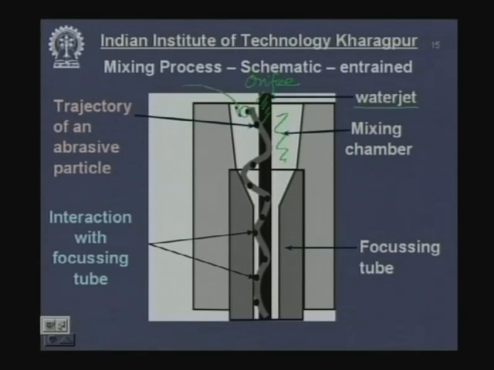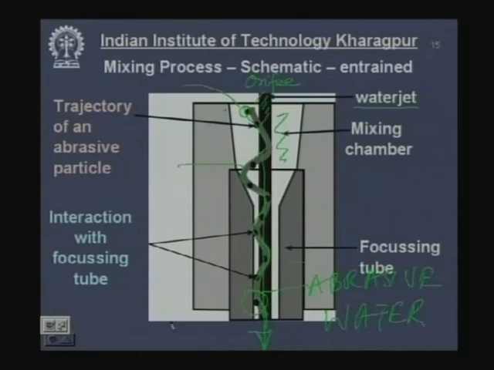This is one abrasive. Once it is added, it tries to enter the water jet. It cannot enter. Whenever it tries to enter, it comes out. So, the mixing process takes place by a series of interactions with the jet, the mixing chamber and the focusing tube, and gradually this comes out. At the end of the mixing chamber, the velocity of the abrasive phase and the water phase are more or less the same.